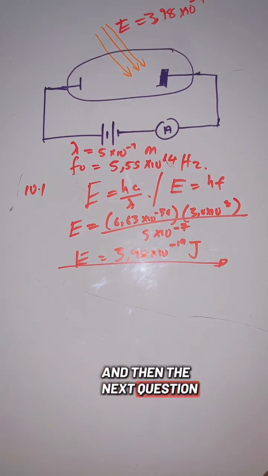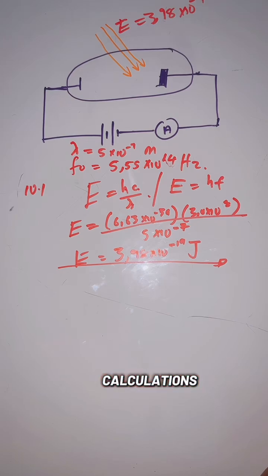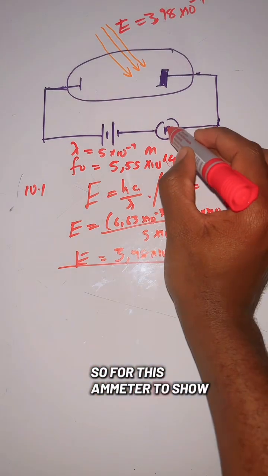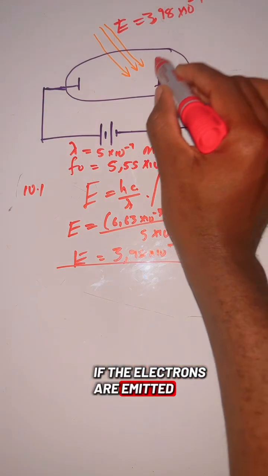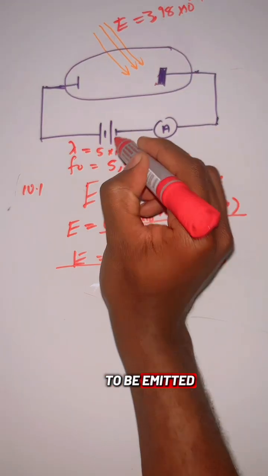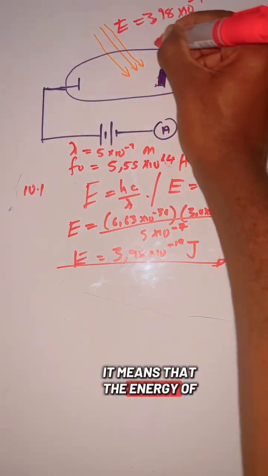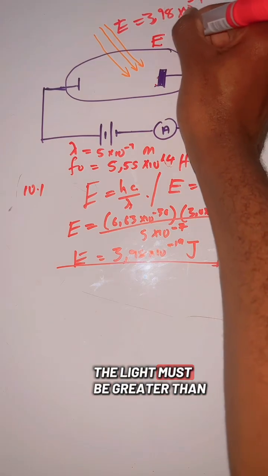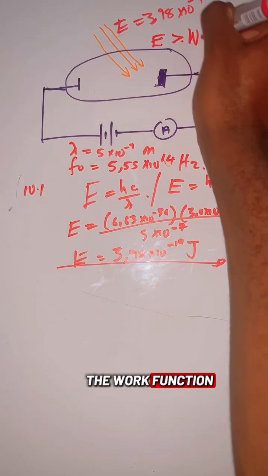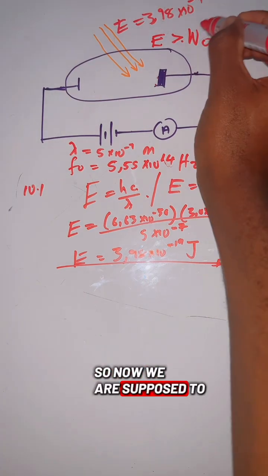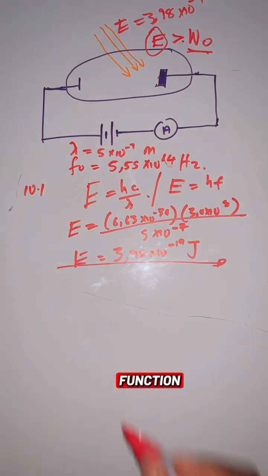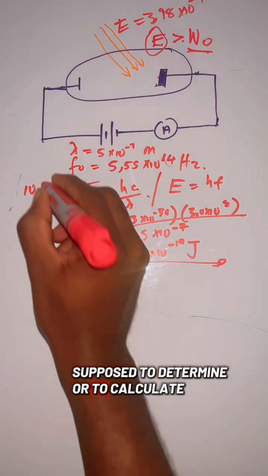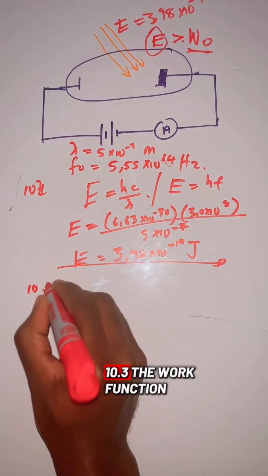And then the next question, we are supposed to use suitable calculations to prove that the ammeter will show a reading. For this ammeter to show a reading, it will only show a reading if the electrons are emitted. And we know that for electrons to be emitted, it means that the energy of the light must be greater than the work function. So now we are supposed to prove by calculations. We already know this E, but we don't know the work function. So it means now we're supposed to calculate the work function.